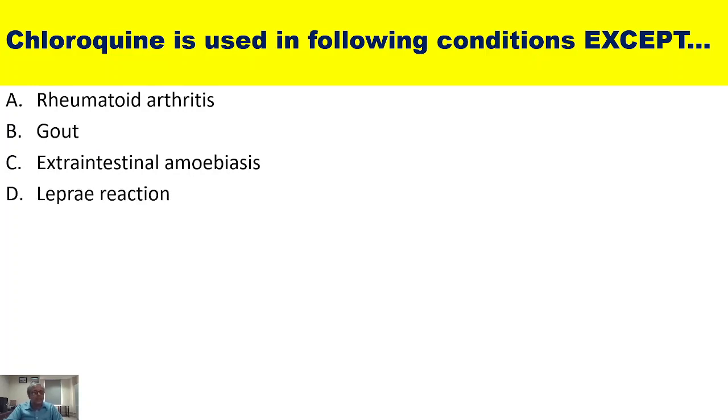Chloroquine is used in following conditions except: rheumatoid arthritis, gout, extraintestinal amoebiasis, lepra reaction, and all of the above. We go one by one. Rheumatoid arthritis, yes, it has a significant action to prevent disease progression. Extraintestinal amoebiasis, yes, it acts on the hepatic phases and that's why in hepatic amoebiasis it is preferred. Lepra reaction, it is helpful, but it is not at all helpful in gout, neither in the acute nor in the chronic phase. So the correct answer is B, gout.